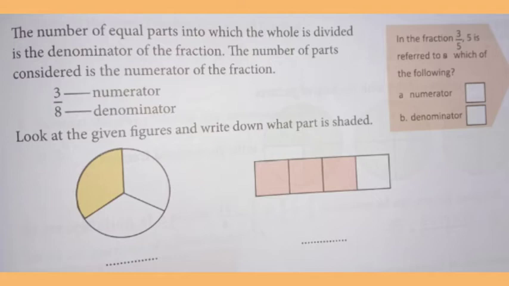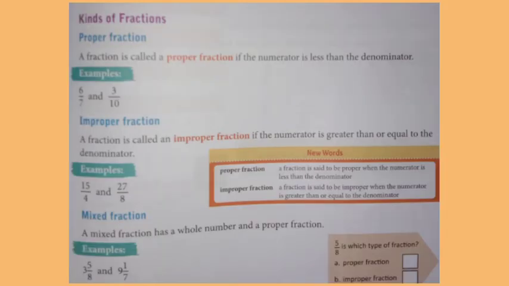Look at the given figures and write down what part is shaded. In the first picture, shaded part is 1. In the second picture, shaded part is 3. Kinds of fractions. Proper fraction. A fraction is called a proper fraction if the numerator is less than the denominator. Examples: 6/11 and 3/10.